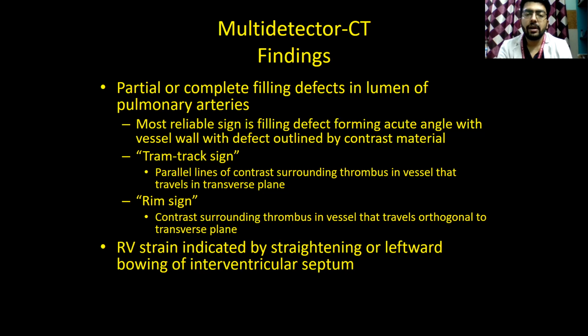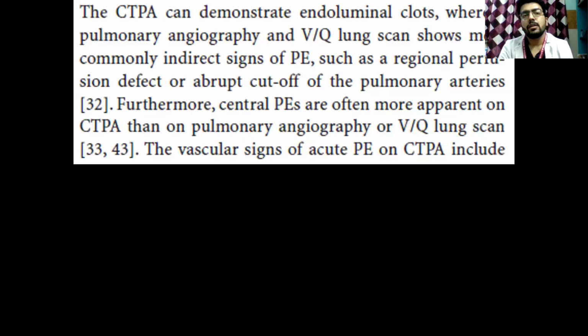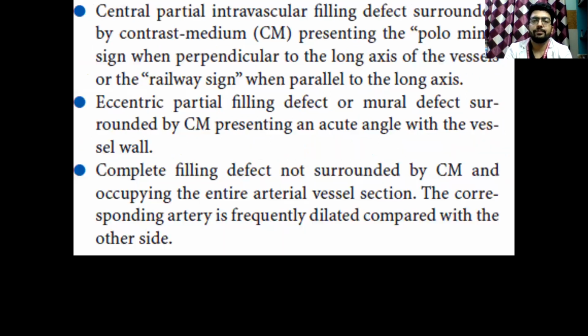RV strain is indicated by straightening or leftward bowing of the interventricular septum. The CTPA can demonstrate endoluminal clots, whereas pulmonary angiography and VQ lung scans can show only commonly indirect signs of PE, such as regional perfusion defect or abrupt cutoff of pulmonary arteries.